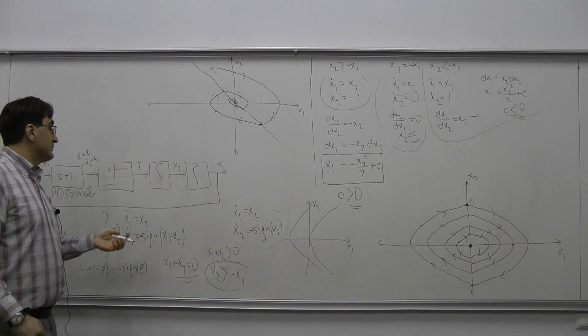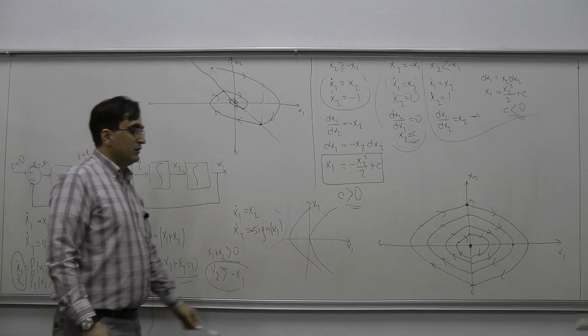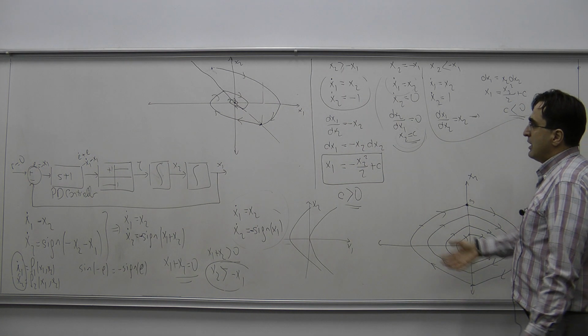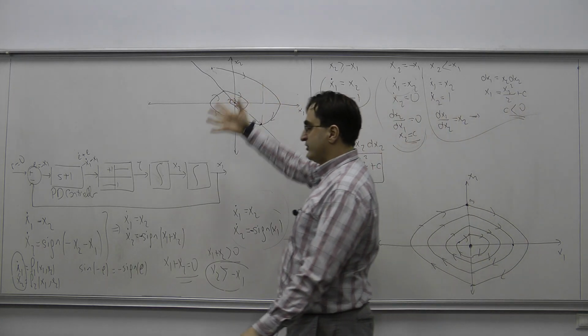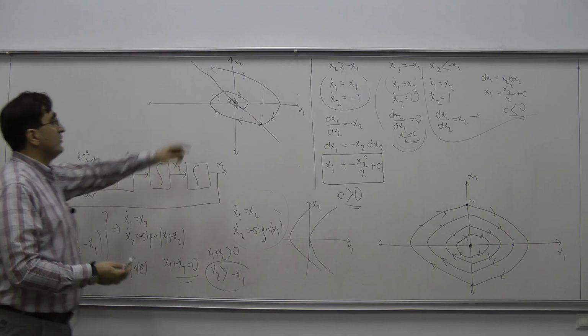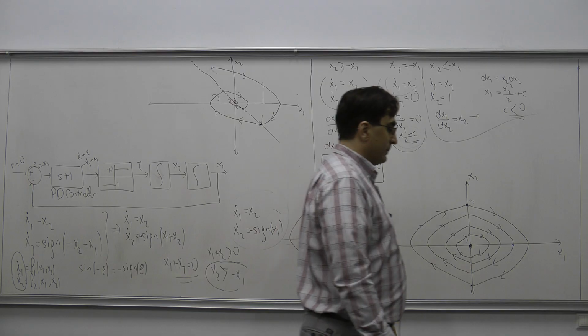So we see here that the addition of this PD controller changes the switching boundary of the system, and as soon as we change the switching boundary, we see that we achieve a convergence to the equilibrium point.